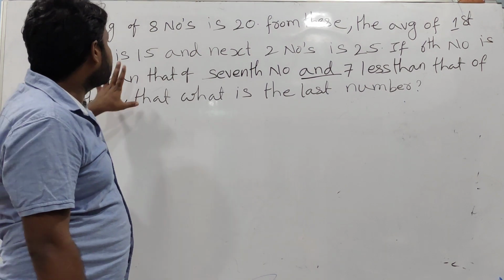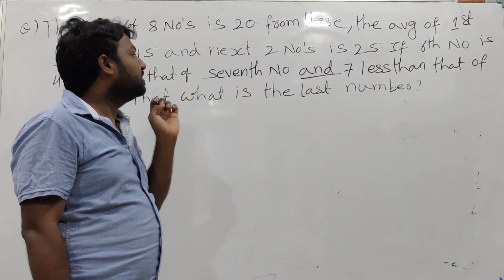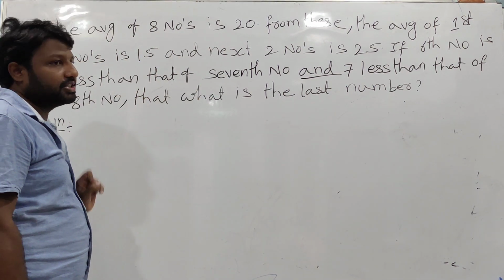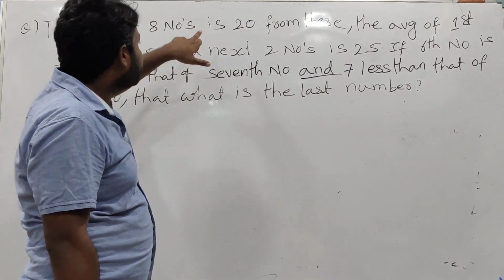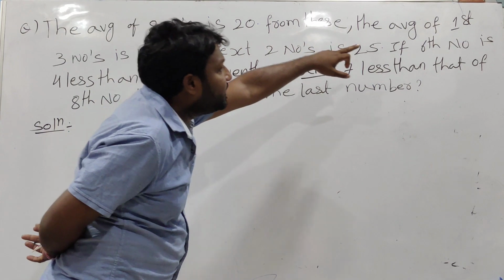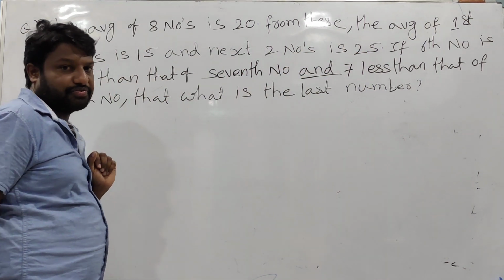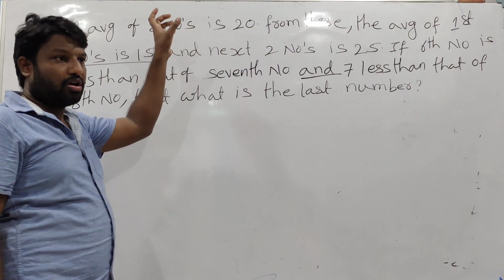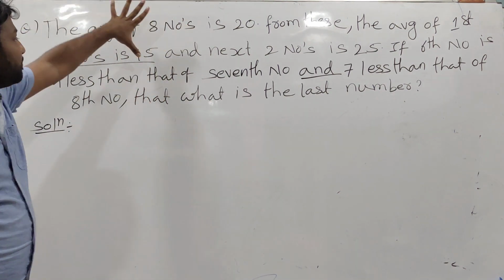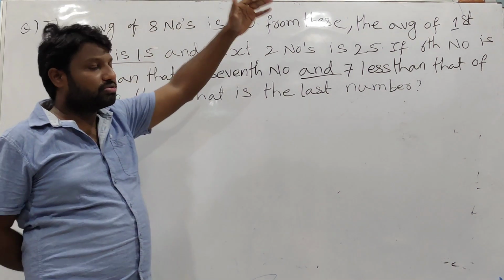Now see this, for the same question I will do one more method. It will reduce calculations. See here, the average of 8 numbers is 20. They have given the average of the first 3 numbers is 15 and the next 2 numbers is 25.